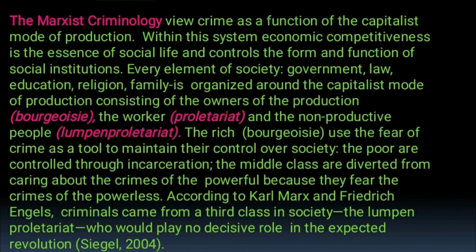Why? Because according to Karl Marx and Friedrich Engels, criminals usually come from the third class in the society, which is the lumpen proletariat, who would play no decisive role in the expected revolution. So, ayon dito sa Marxist criminology, na usual na nakakakomit ng crime ay yung nasa third class na kung saan tinatawag na lumpen proletariat. Okay? Next question.